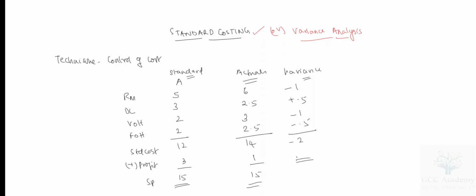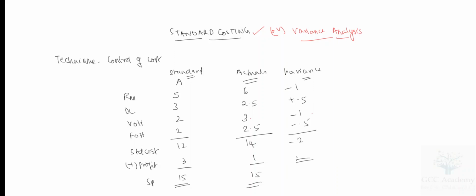So your standard or target was 5 rupees per unit of raw material, whereas it actually turned out to be 6 rupees. So there is a negative variance of 1 rupee. Labor cost, you were about to spend 3 rupees, but you actually spent 2.5. So there is a positive variance of 0.5. Variable overheads, the standard was 2, but you actually spent 3. So there is a negative variance of -1. Fixed overhead 2 rupees and you actually spent 2.5, so minus 0.5.